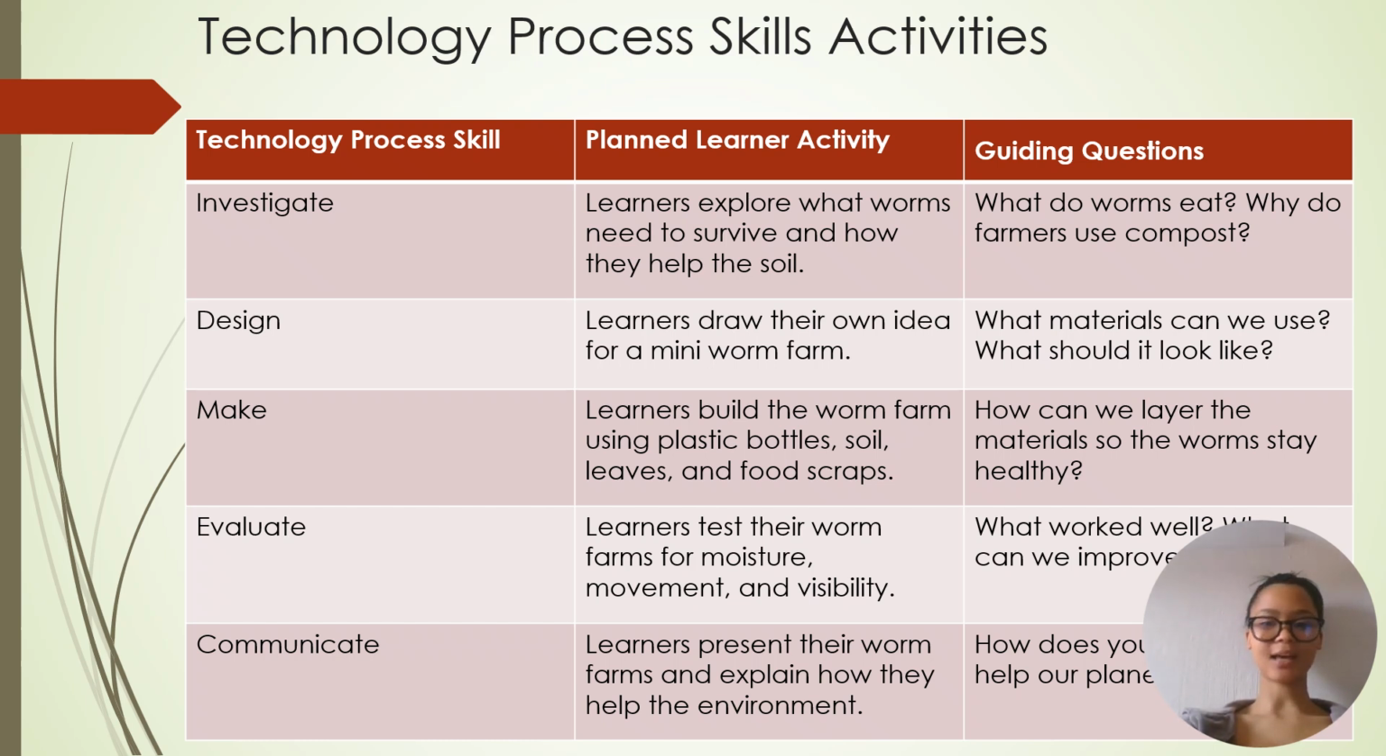The technology process includes 5 important steps: investigate, design, make, evaluate, communicate. During the investigating phase, learners explore what worms need to survive and how they will help soil. During the design phase, they will draw their own idea for a worm farm and in the make phase, they will build their farm using recycled materials.